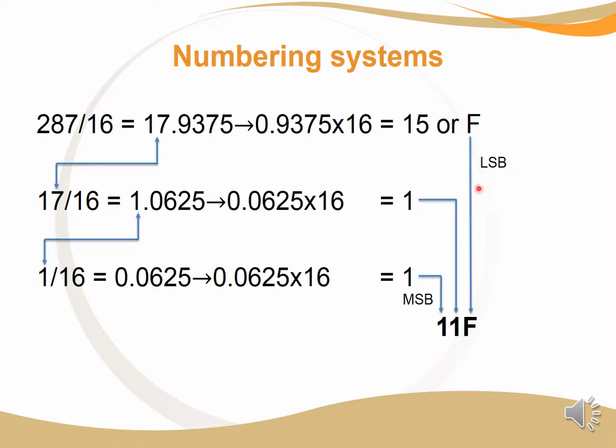So exactly what we've been doing for binary, octal, and now hexadecimal, the first number we get is the least significant bit, and the last one is the most significant bit.